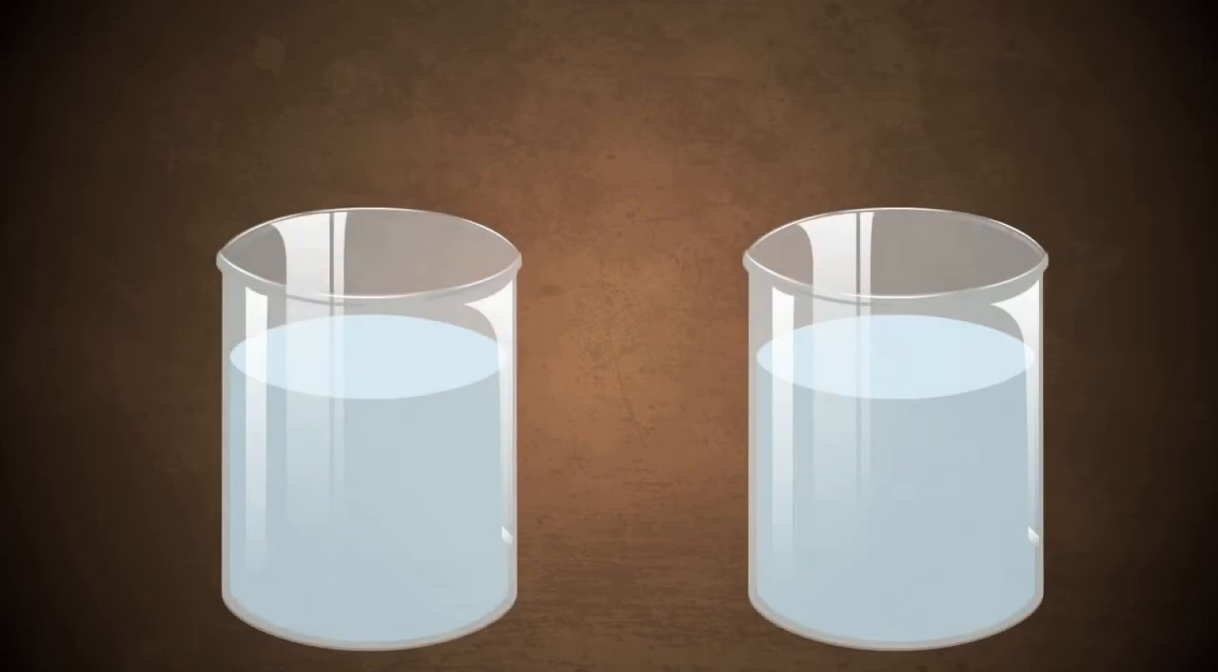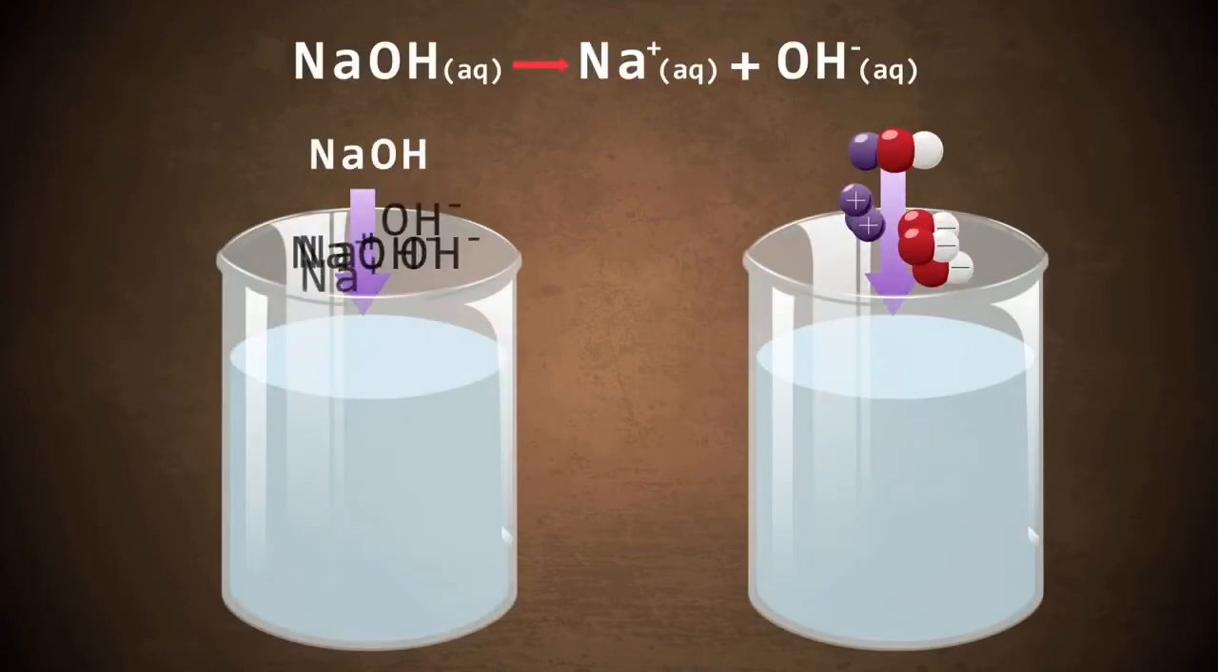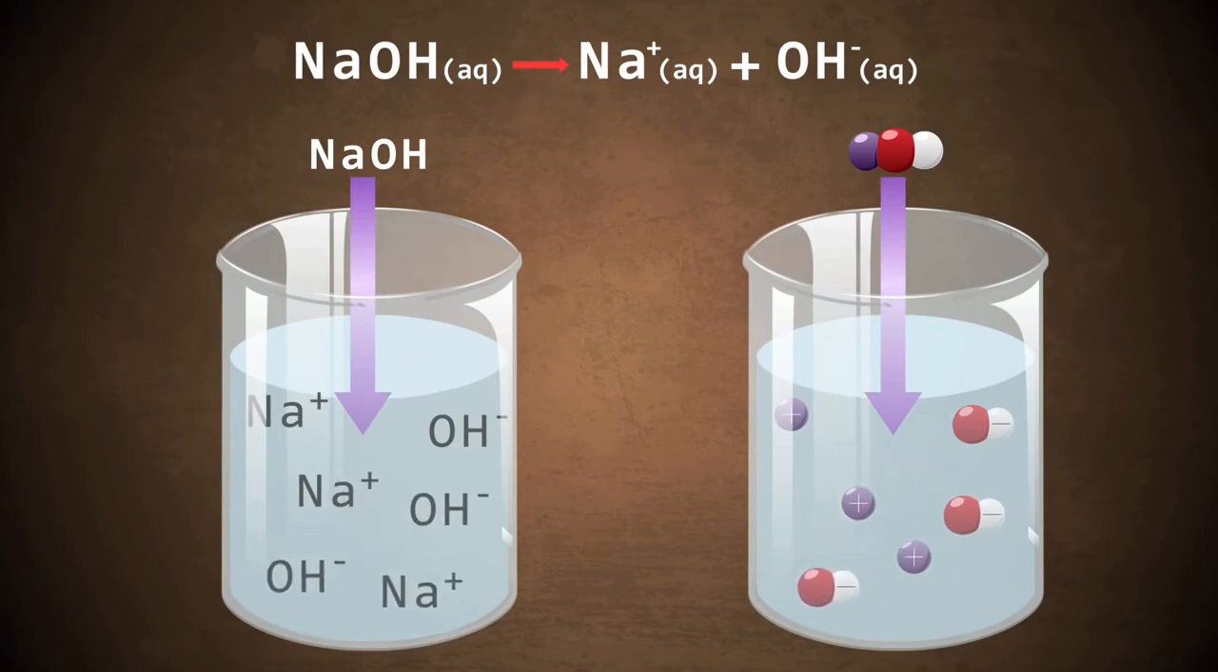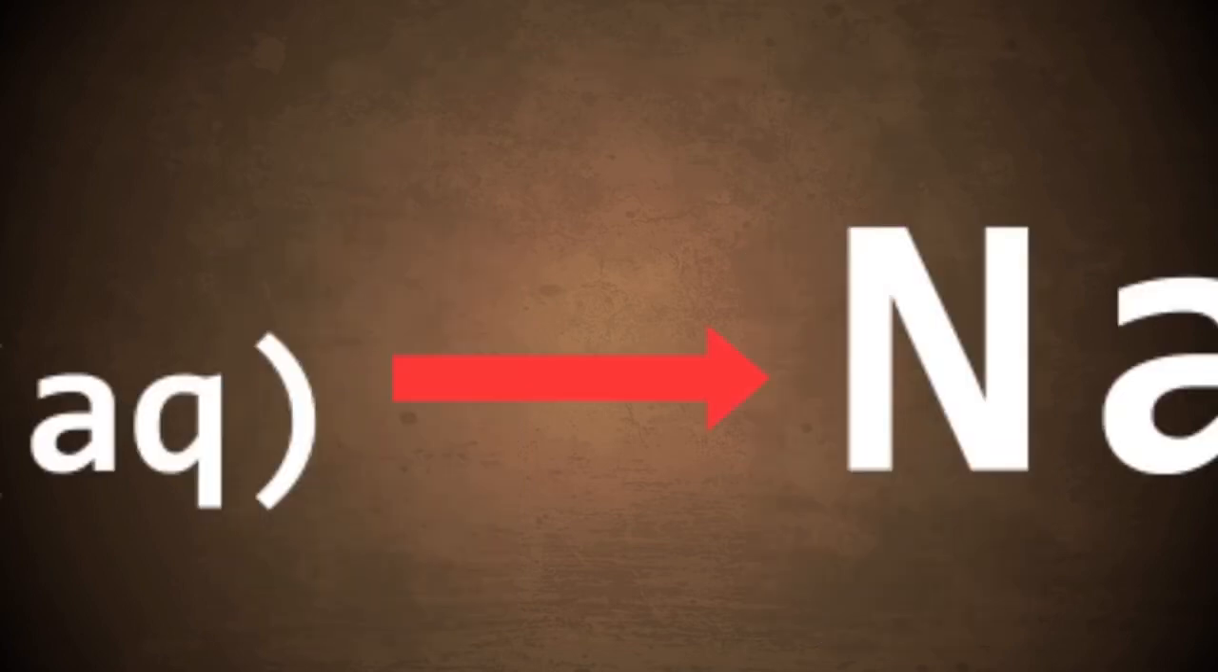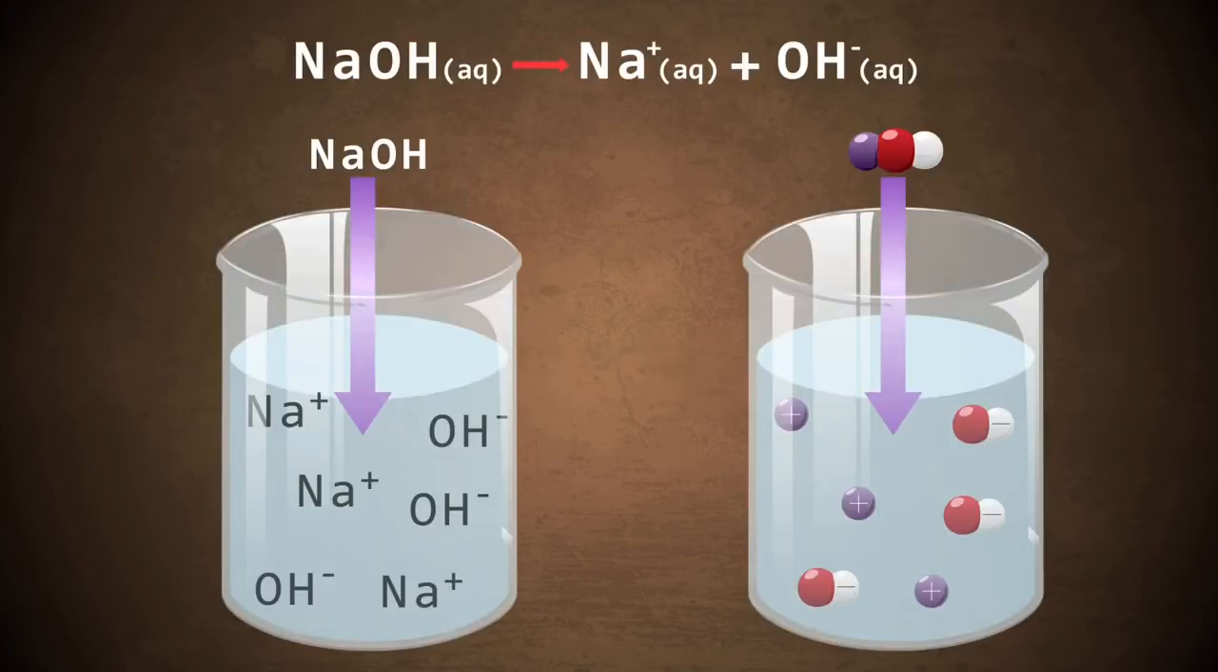So let's have a look at sodium hydroxide as an example. In water, sodium hydroxide dissociates into an Na+ ion and an OH- ion. Since sodium hydroxide almost completely dissociates, 100%, it is considered to be a strong alkali. So we use a forward arrow in the equation. So the concentration of OH- ions in a solution containing a strong alkali will be high.